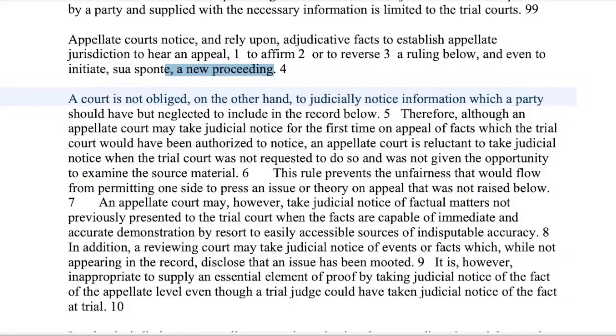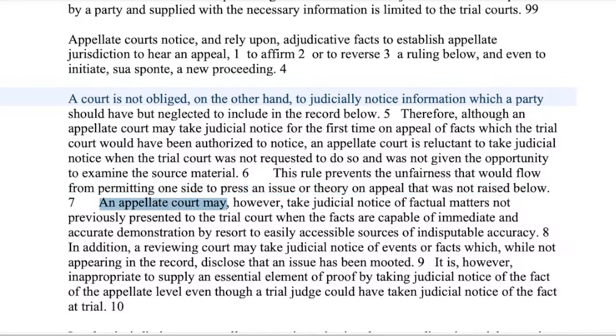A court is not obliged, on the other hand, to judicially notice information which a party should have but neglected to include in the record below. Therefore, although an appellate court may take judicial notice for the first time on appeal of facts which the trial court would have been authorized to notice, an appellate court is reluctant to take judicial notice when the trial court was not requested to do so, and was not given the opportunity to examine the source material. This rule prevents the unfairness that would flow from permitting one side to press an issue or theory on appeal that was not raised below. That's the lower court below.